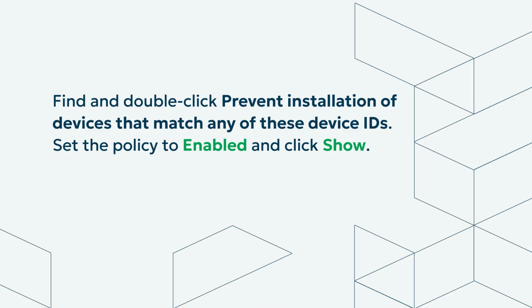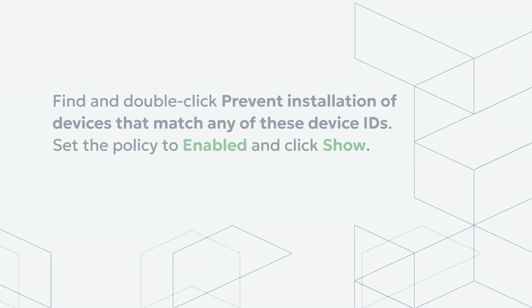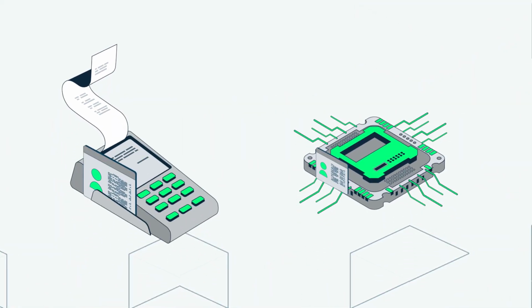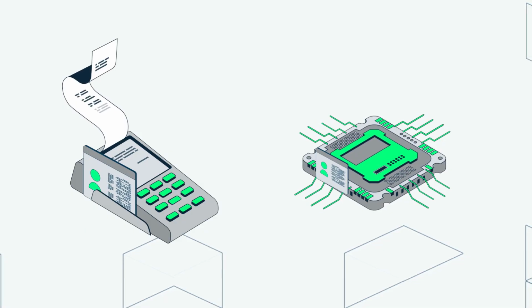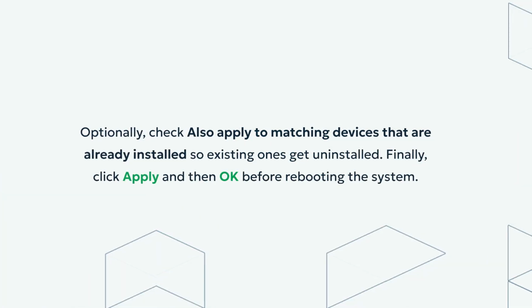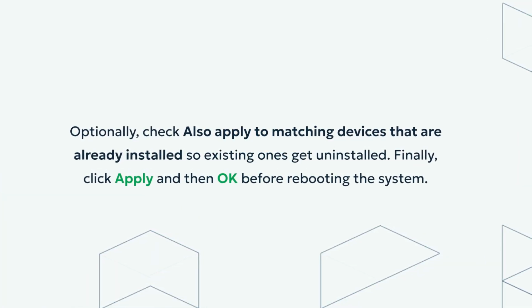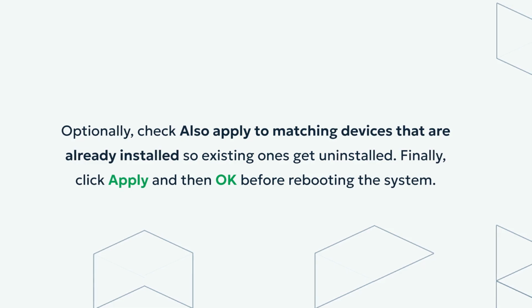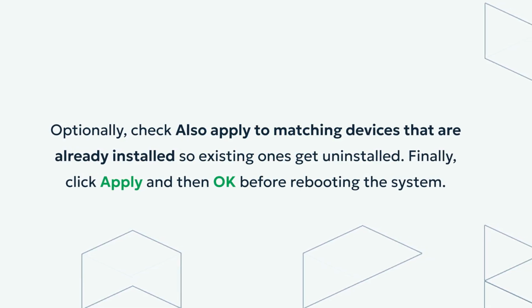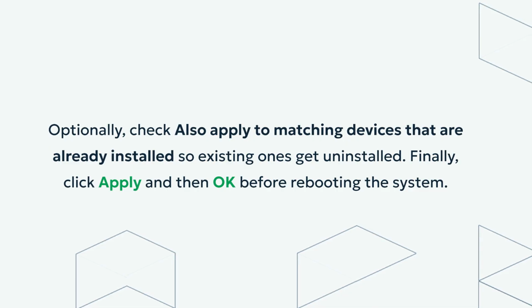Set the policy to Enabled and click Show. From here, add vendor IDs or device hardware IDs for devices you want to block, such as the following examples. Optionally, check Also apply to matching devices that are already installed so existing ones get uninstalled. Finally, click Apply and then OK before rebooting the system.